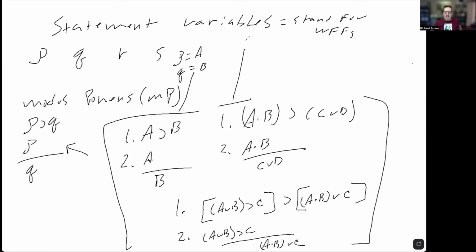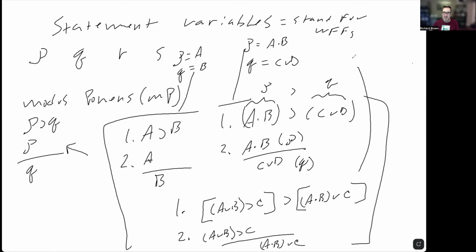Now, this one here, you have the P term, which is going to be equal to A dot B. And you have the Q term, which is going to be C wedge D. And if you substitute P and Q in for these, then this one here says P horseshoe Q, and this is our P term again, and this is the Q term. So this is another example of modus ponens, and the same is true for this one down here. So this one down here, the P term is a bit more complicated. It's this A wedge B horseshoe C, and the Q term is A dot B wedge C.